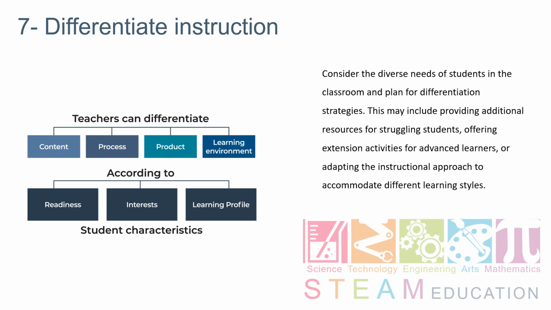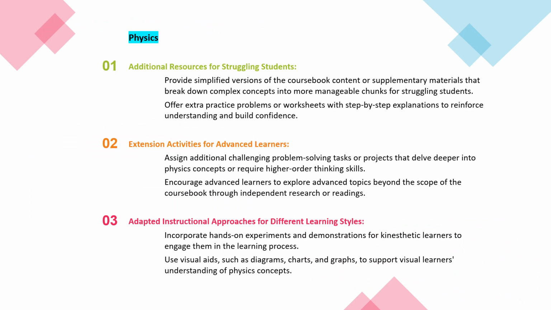7. Differentiate instruction. Consider the diverse needs of students in the classroom and plan for differentiation strategies. This may include providing additional resources for struggling students, offering extension activities for advanced learners, or adapting the instructional approach to accommodate different learning styles. Here are examples of differentiation strategies that can be used to accommodate the diverse needs of students in the classroom for physics, biology, and chemistry.